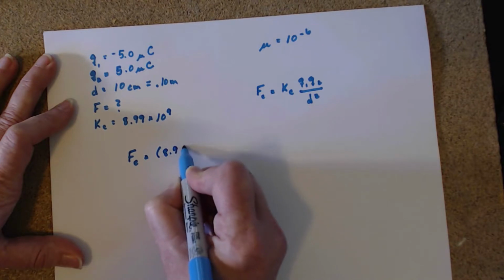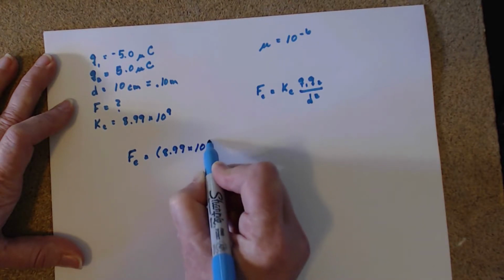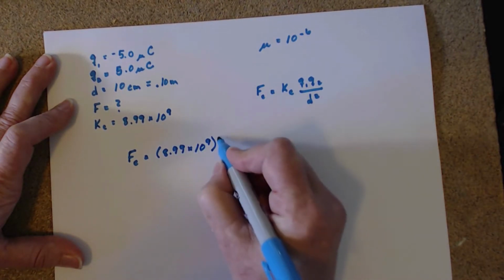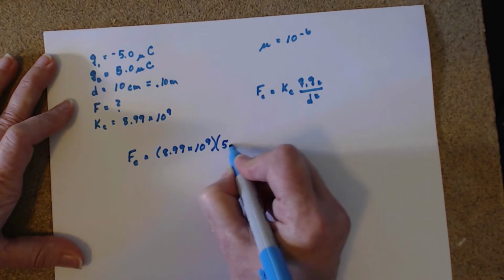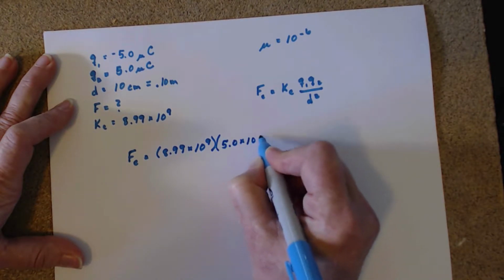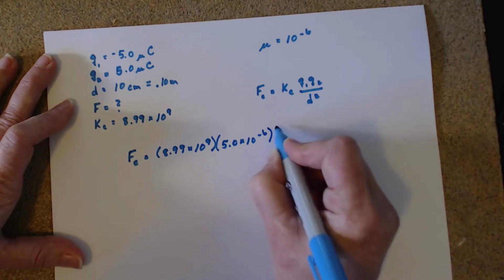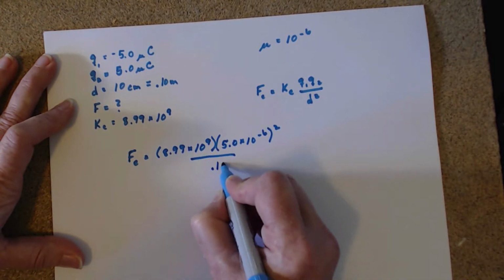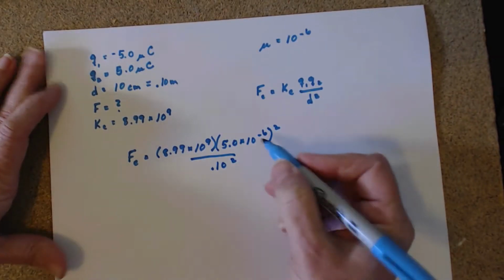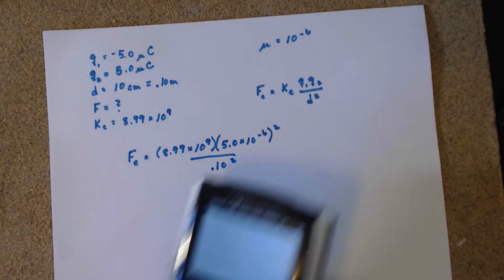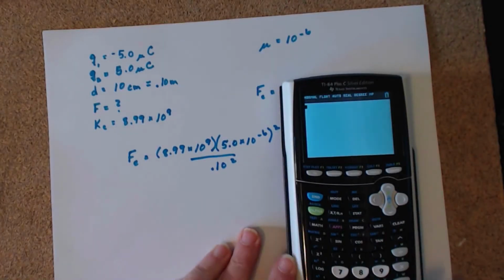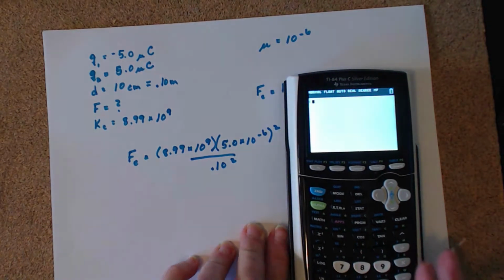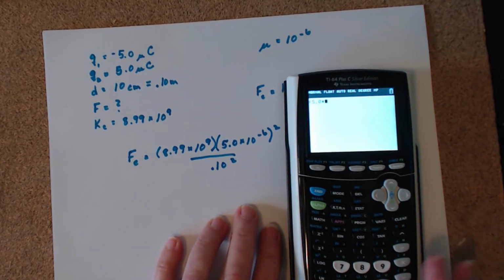Coulomb's constant. And then, while the signs are different, the charges are the same, and so we can simply square those charges and then divide by the square of the distance. Typically, the errors arise in these problems because the parentheses are not entered properly in the calculator. So let's break this down.